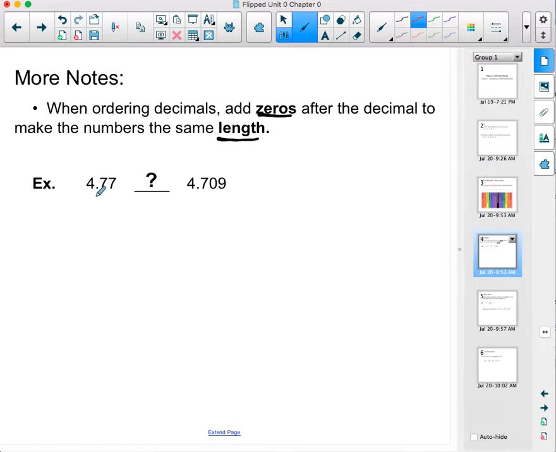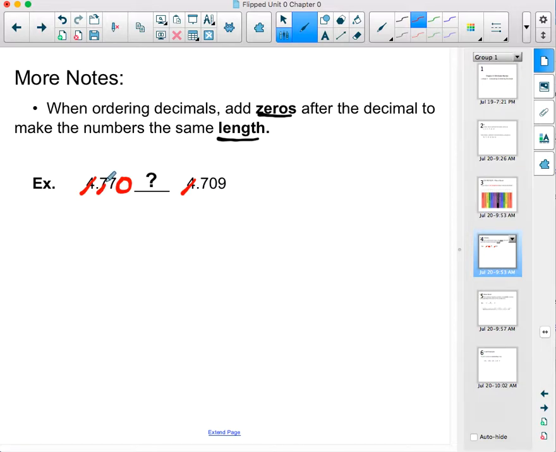So we've got two numbers here, 4.77, so that's 4 and 77 hundredths. We also have 4.709, that's 4 and 709 thousandths. So our two numbers are not the same length, they're not the same place value. So I want to make them the same length. I'm going to add a 0 on to my first number. Now we've got the same place value going on. So a couple different ways to do this. One way is going just digit by digit. In the ones place, we've got a 4 and a 4. They're the same number, so I move to the tenths place.